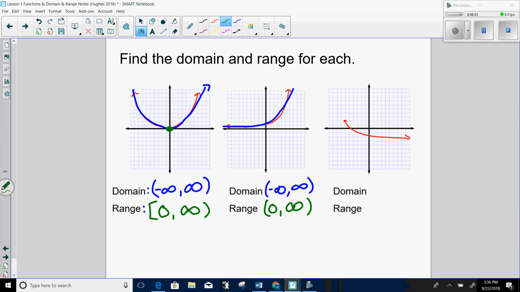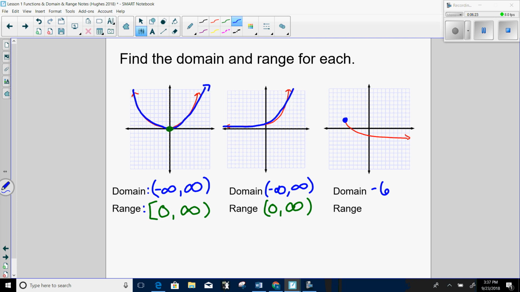Okay? And then the last one, the domain, the x values. Where does this graph start at? If I start way over here, is this graph going to ever get way over here on the left-hand side? Nope. What's the first place that it starts at? It starts at 1, 2, 3, 4, 5, 6. So it starts at -6. Then I have to figure out, is it going to be a bracket or a parenthesis on -6?